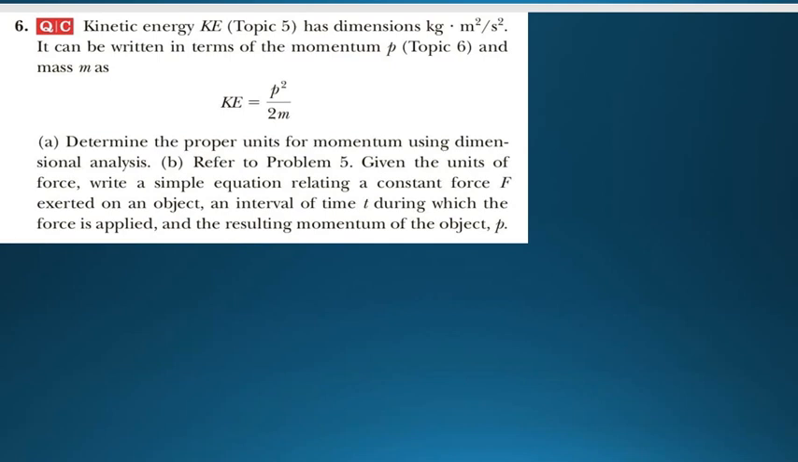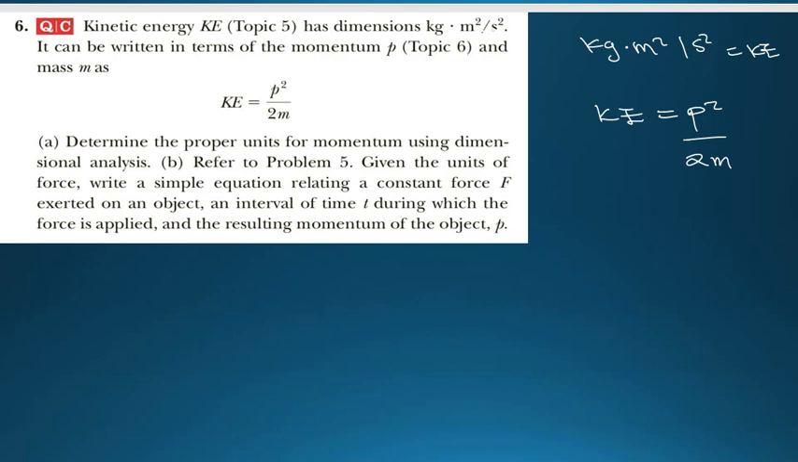Another question, very important. We have been given the dimensions of kinetic energy to be kg meters squared per second squared. Then we say that kinetic energy can be written in this form: momentum squared over 2 times m, where m is representing mass in this case. Our first question is to find the proper units of momentum.